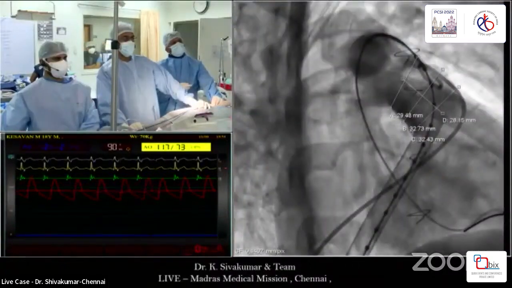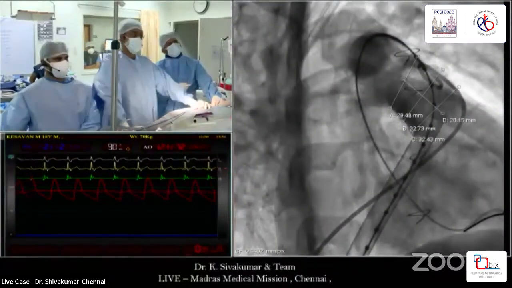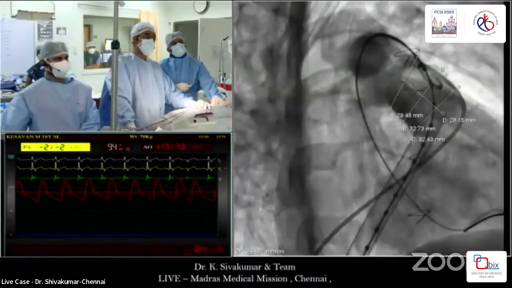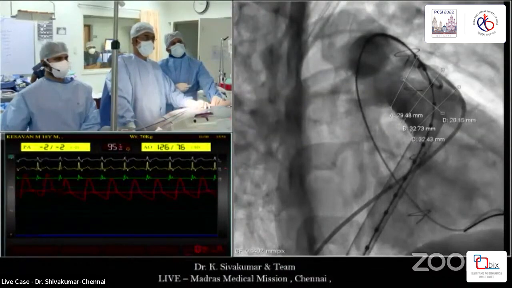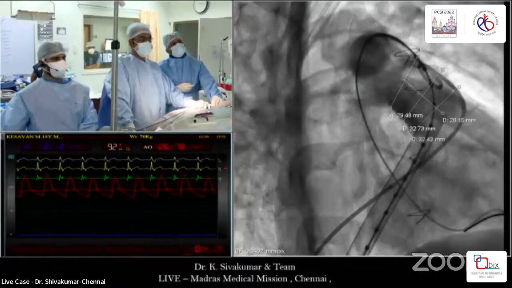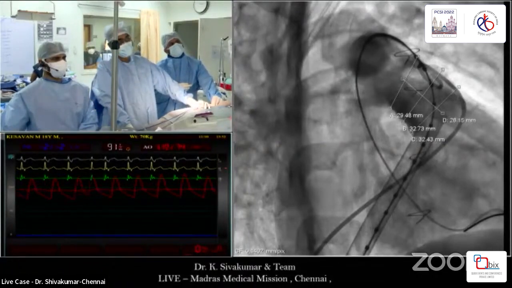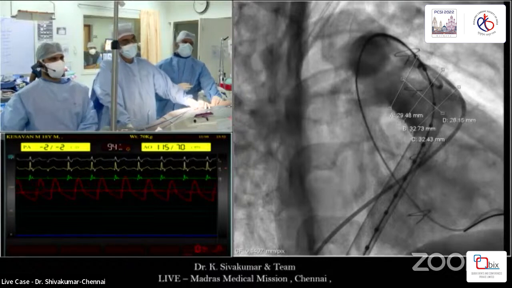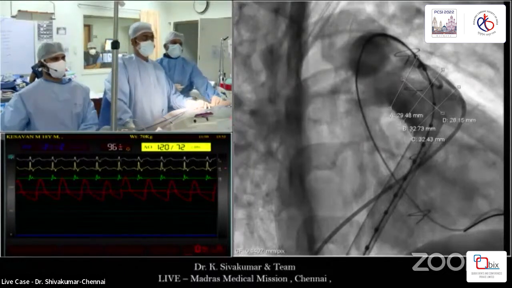So this is in RAO projection. We got little smaller diameters. We have 33 millimeter in the mid main pulmonary artery. Annular area is 32 millimeter. So 32 to 33 at the pulmonary annulus and mid main pulmonary artery, and the distal main pulmonary artery is around 29 with a length of around 26.